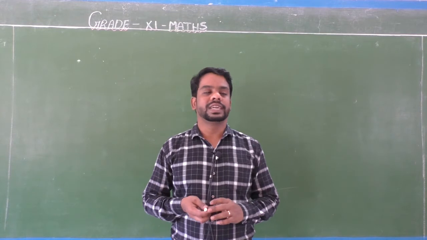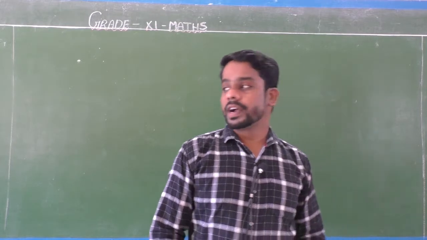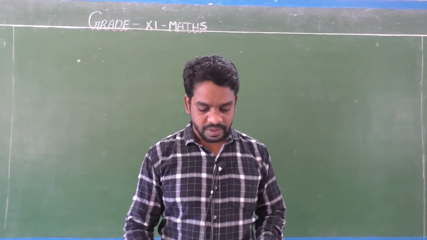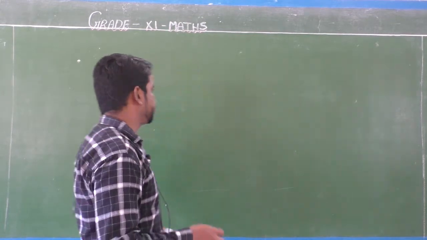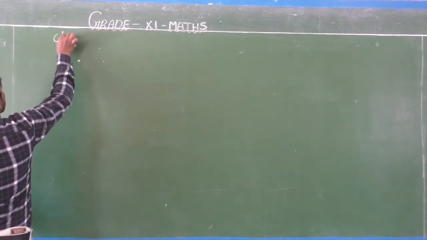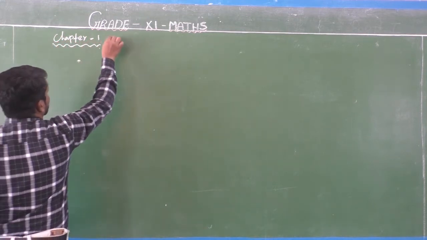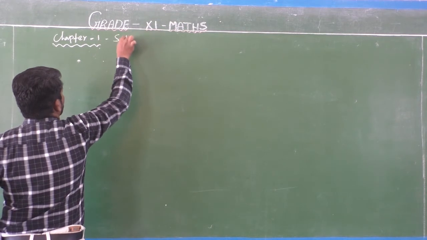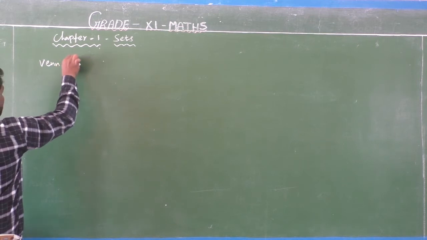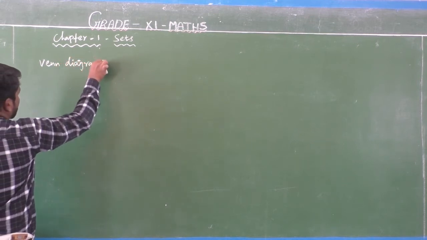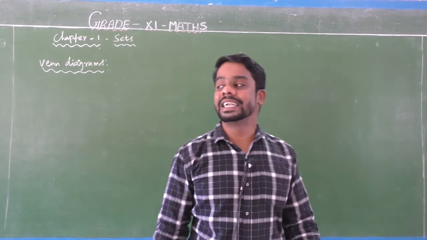Grade 11, chapter number 1, sets. Listen, exercises 1.1, 1.2 and 1.3 are already completed. Today we will do exercise 1.4 and its concept, Venn diagrams. That is what I mean by Venn diagram.